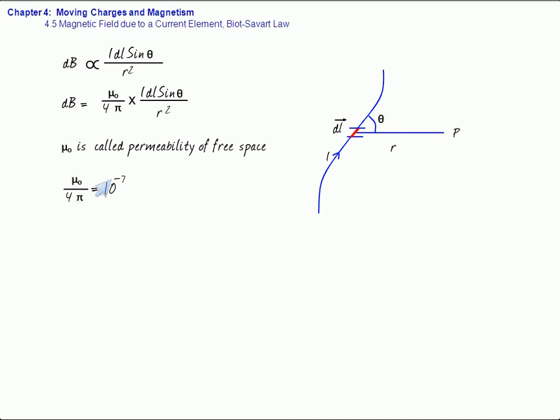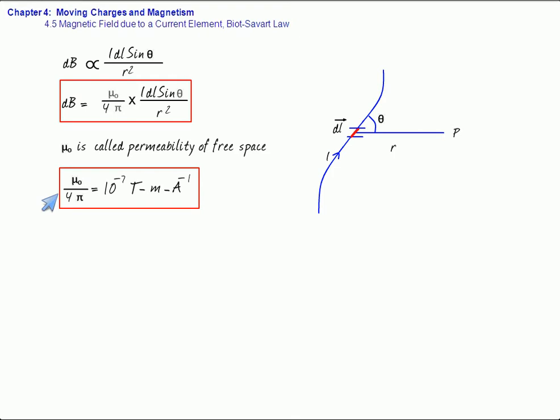So you can work out the SI unit of mu naught upon 4 pi from the Biot-Savart law. Mu naught upon 4 pi will be magnetic field, Tesla, in the numerator, you see I dl sin theta upon r square, right? So the unit is meter, Tesla meter per ampere. The numerical value of this constant will be used very frequently throughout this chapter, magnetic effects and magnetism, right?